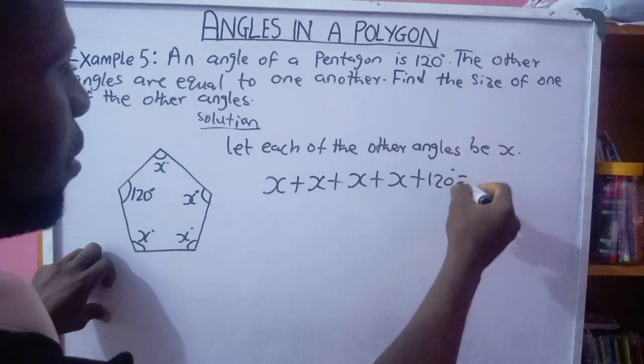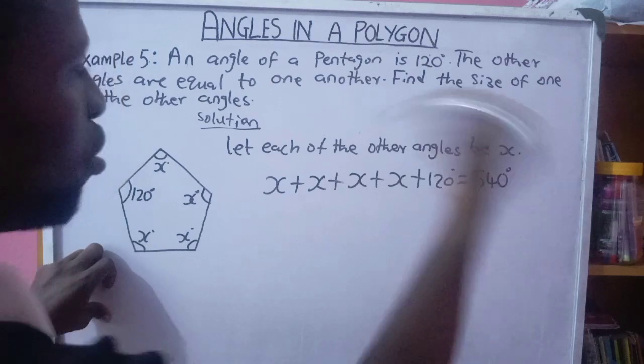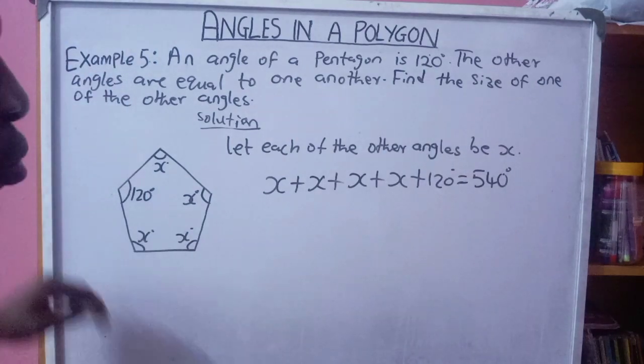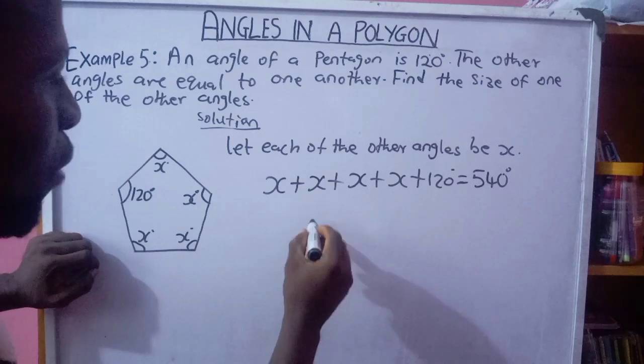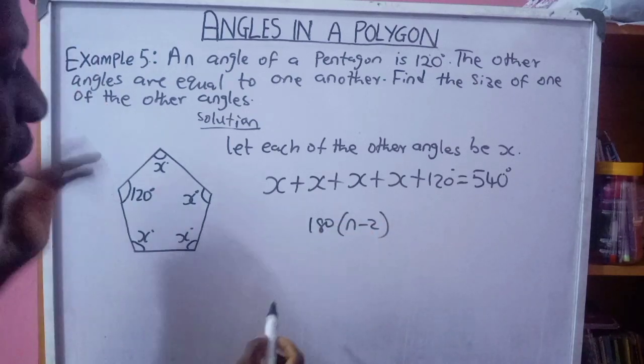That will give us 540 degrees, because that is the sum of the interior angles of a pentagon. You remember how to get the sum of the interior angles of any polygon. That is 180(n minus 2). And we know that a pentagon has 5 sides.